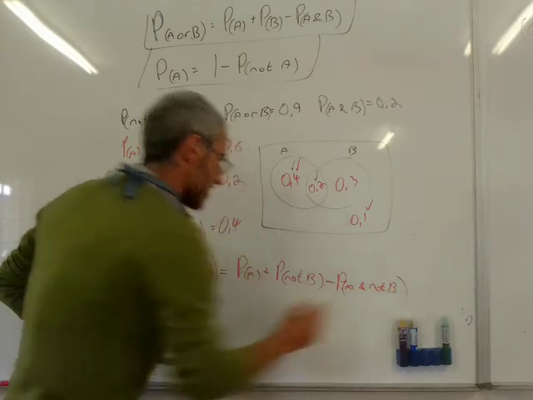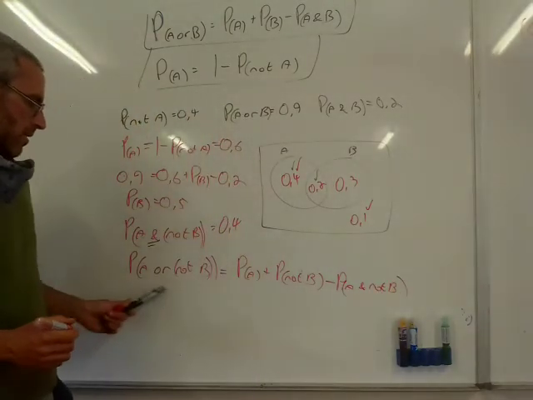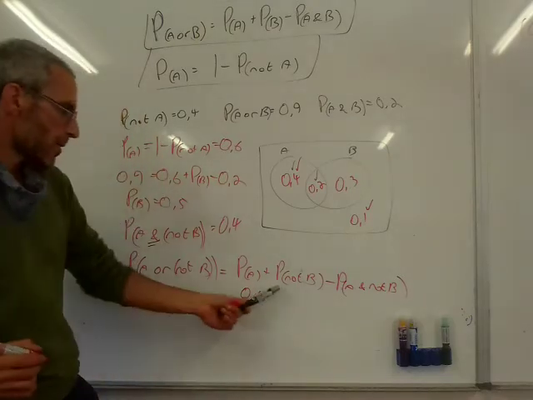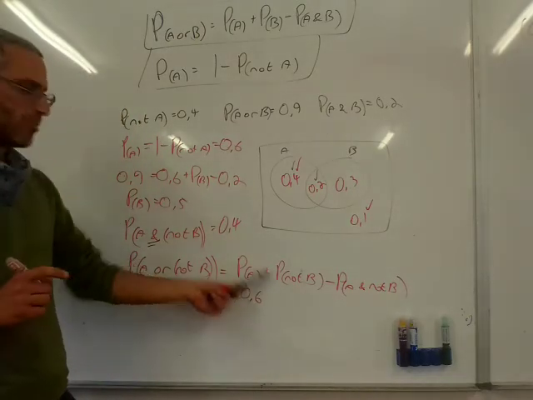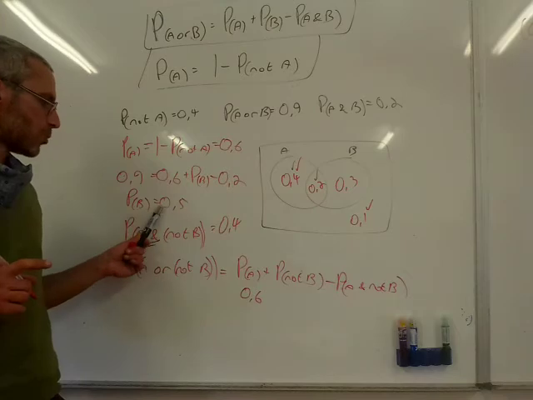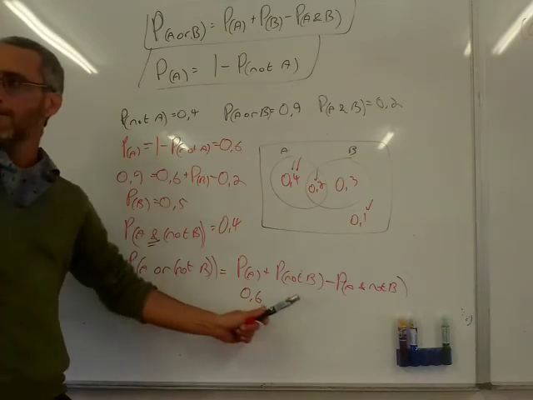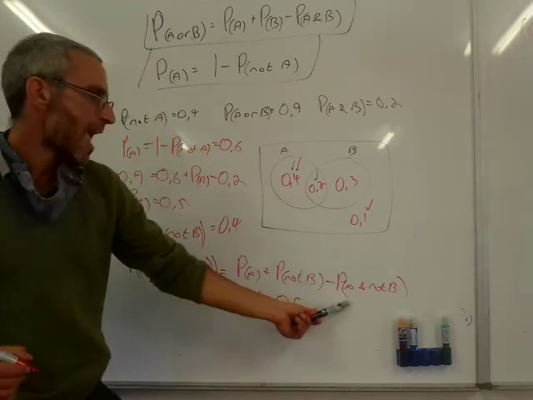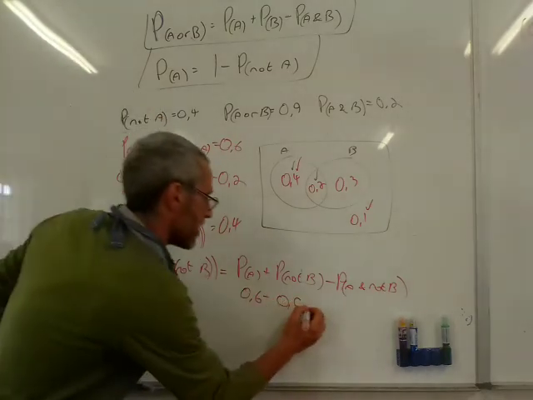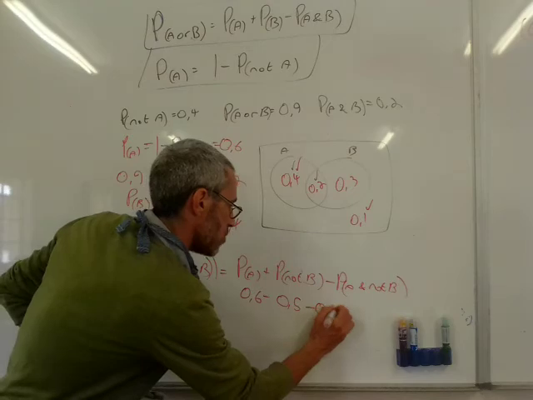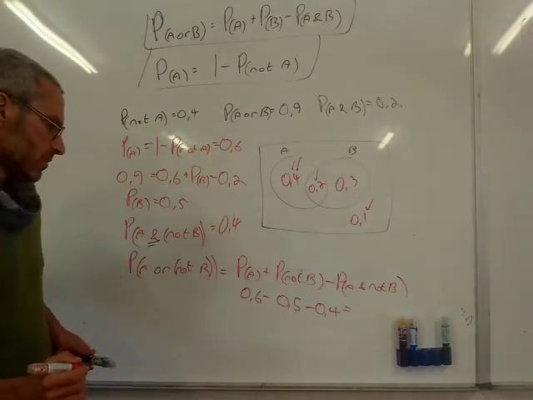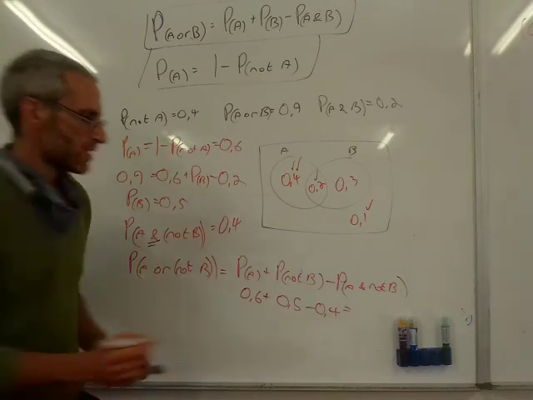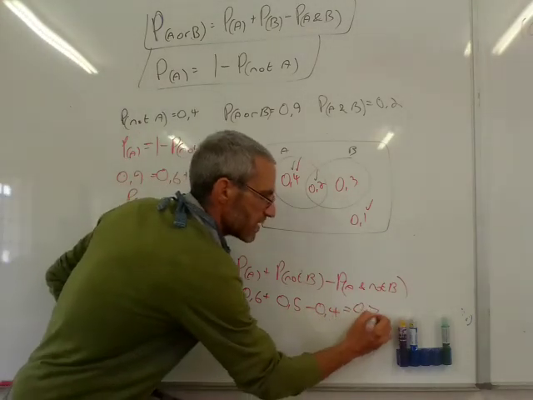Okay, just bear with me, guys. P(A) I know is 0.6. P(not B), I don't have it, but a very quick calculation. If P(B) is 0.5, P(not B) will be 0.5 as well, because it's 1 minus 0.5. And P(A and not B), we just calculated now, is 0.4. So the answer, that can't be right. No, that should be plus. Okay? 1.1 minus 0.4, I should get 0.7.